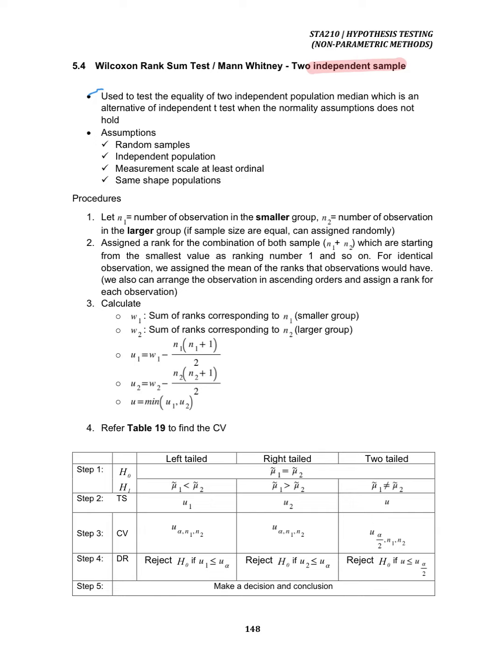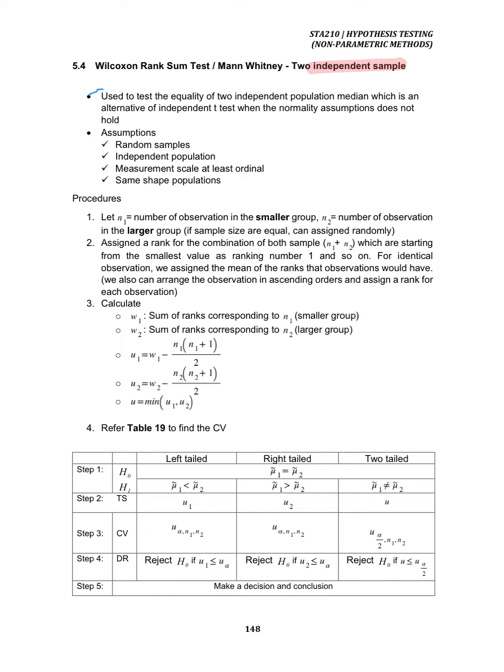Yang mana satu minimum. Okay, and then the critical value, for the left tail, U alpha (N1, N2). Same goes to the right tail, U alpha (N1, N2). But for the two tail, don't forget to divide the alpha by 2. Okay, and then the decision rule is reject H0 if U1 is less than or equal to U alpha. For the right tail, reject H0 if U2 is less than or equal to U alpha. And for the two tail, reject H0 if U is less than or equal to U alpha over 2.